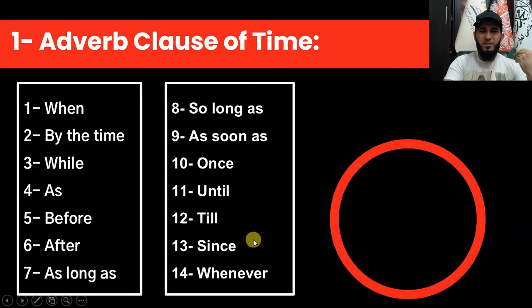Since in an adverb clause of time means from that time up to now. I've been teaching English since 2001 or 2002, whatever. Whenever means anytime. Whenever I see him, he is smiling at me, for example.